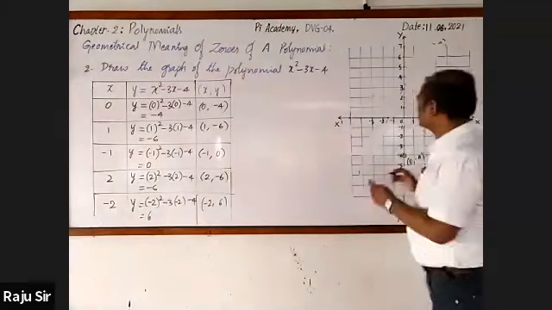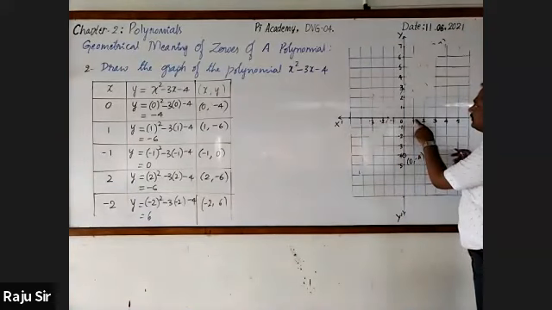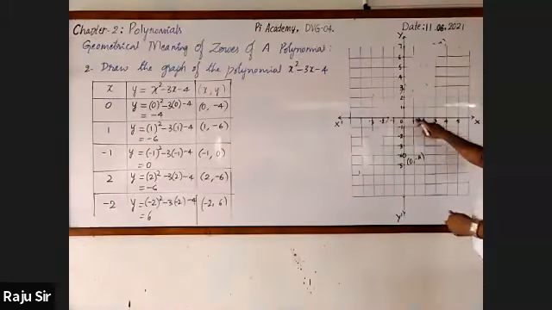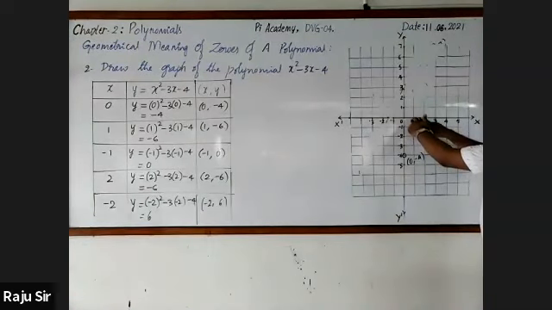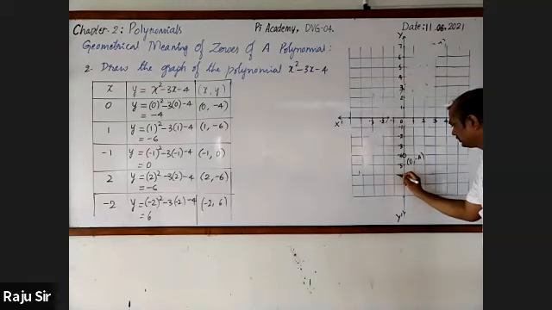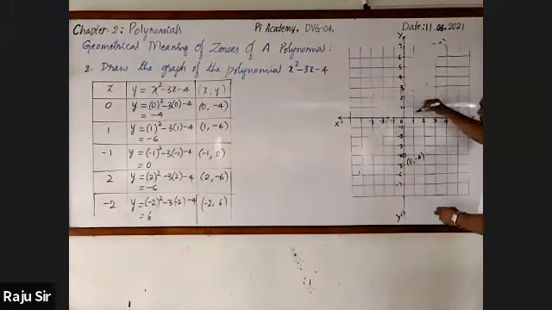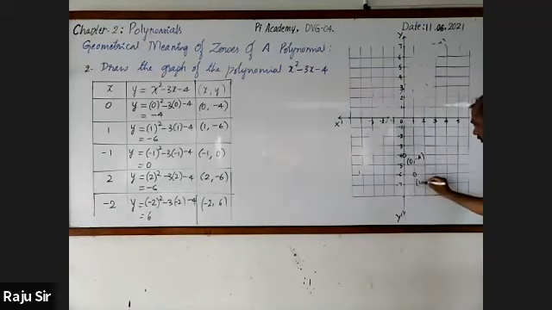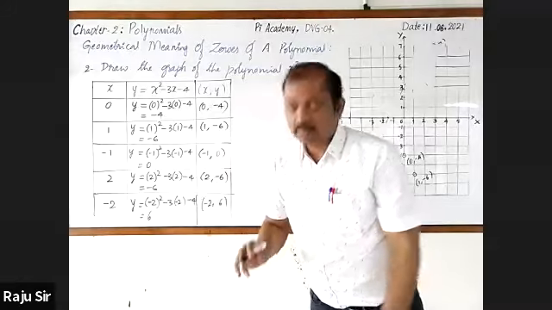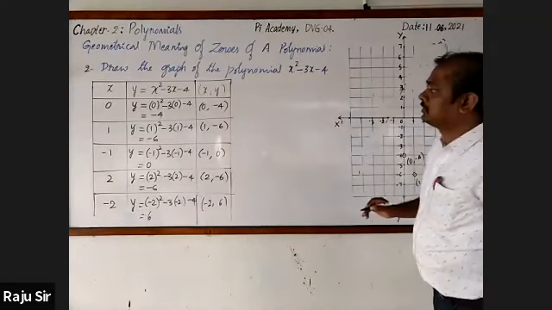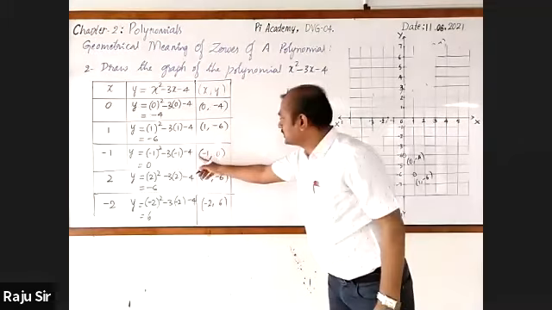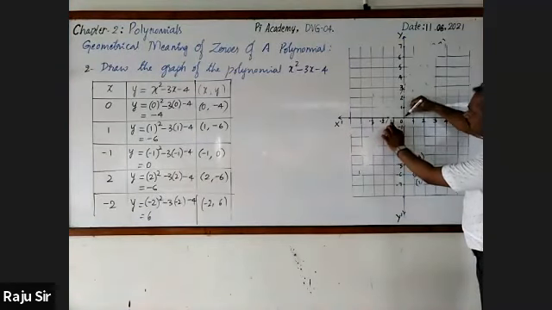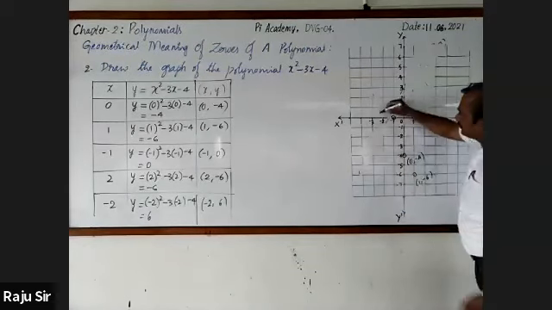1 comma minus 6. When x is plus 1 is here, and y is, when x is plus 1, y is minus 6. When x is 1, y is minus 6, it is 1 comma minus 6. Next, when x is minus 1, y is 0. That point comes here. Minus 1 comma 0.